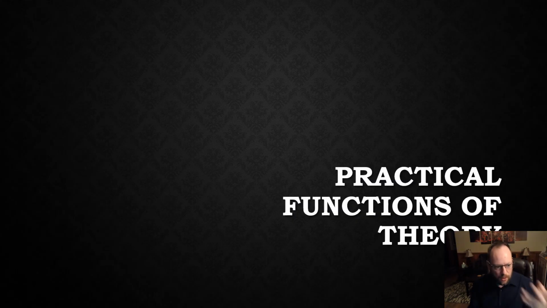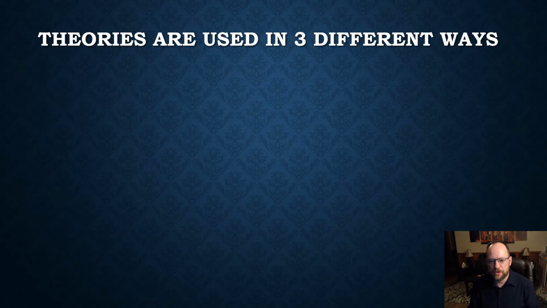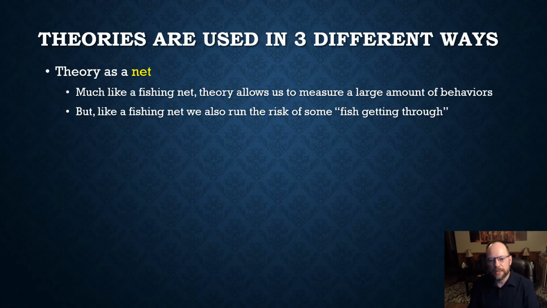Okay, so we're going to move on to the practical functions of theory now. There's 3 different ways that we use theory. The first way is to use it as a net. Think of this as like a fisherman's net, right? We're casting out this net, trying to drag in as many fish as we can. The fish is all the different communication phenomenon. It's all the different interactions and behaviors that are out there. And theory hopefully can be used as that net to catch as many fish as possible.